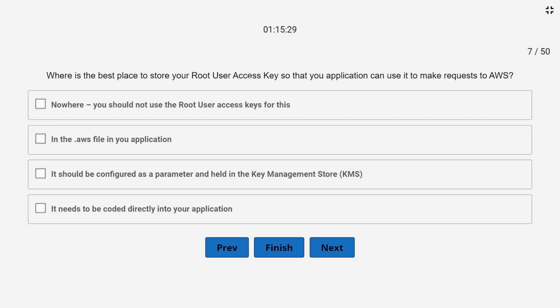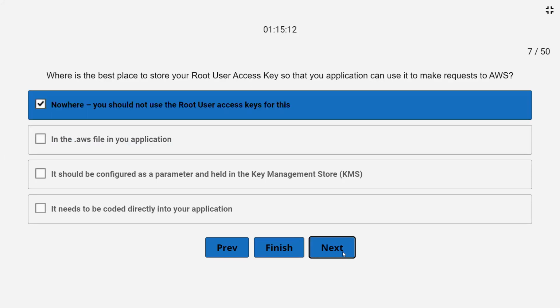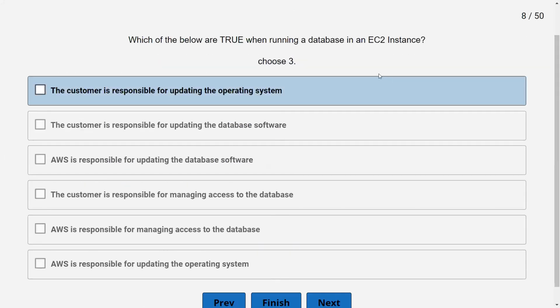Where is the best place to store your root user access key? There is this question because we did security before. Yeah, we did it before. Same set of questions.